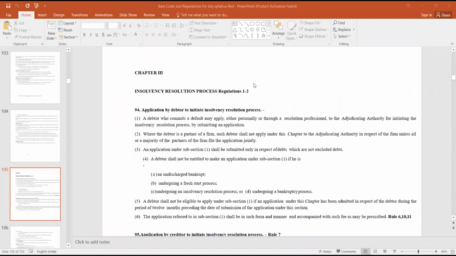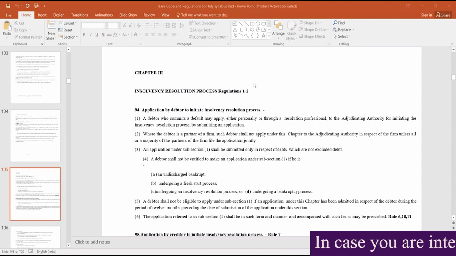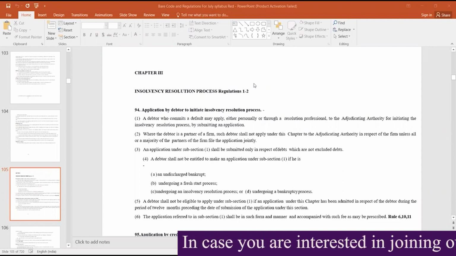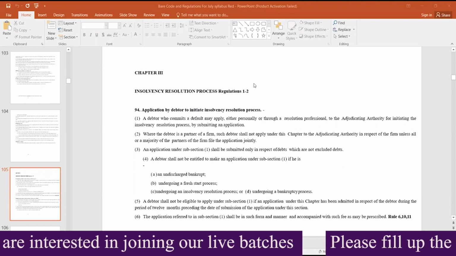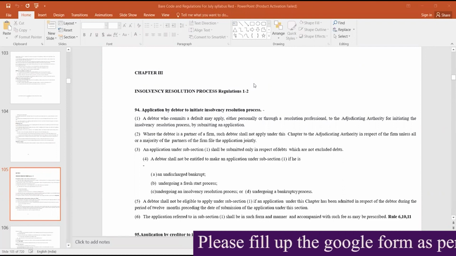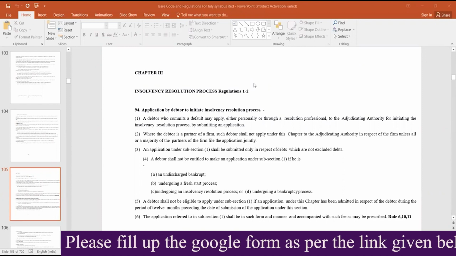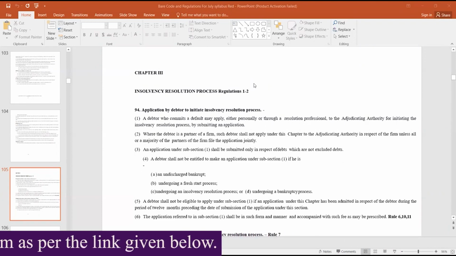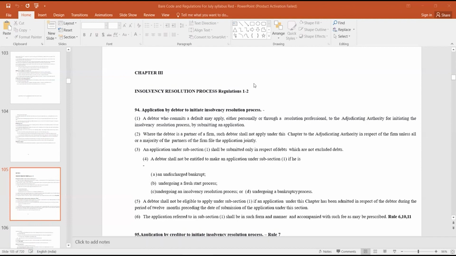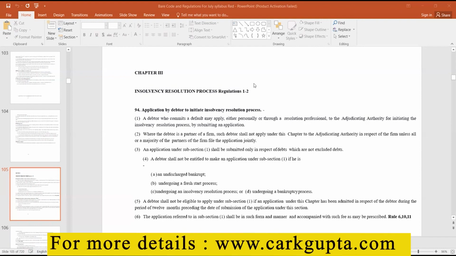And in case you are a personal guarantor, an individual or a partnership firm, whether or not CIRP of that company for whom you gave guarantee is in the CIRP process, still your application will be under the jurisdiction of the NCLT, where the registered office of the corporate debtor is situated. So this is the law as at present. Insolvency resolution process.